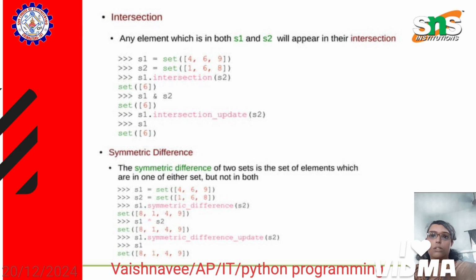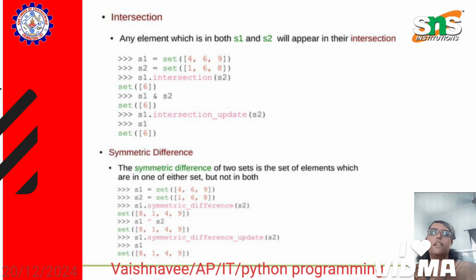Next is intersection. Intersection gives the common elements: any element which is in both S1 and S2 will appear in the intersection. Here S1 is set 4, 6, 9 and S2 is set 1, 6, 8. 4 is not in both, whereas 6 is in both, and 9 and 8 are not. So when we give S1.intersection(S2), it gives the values in both S1 and S2. 6 is in both, so it gives the set of 6.